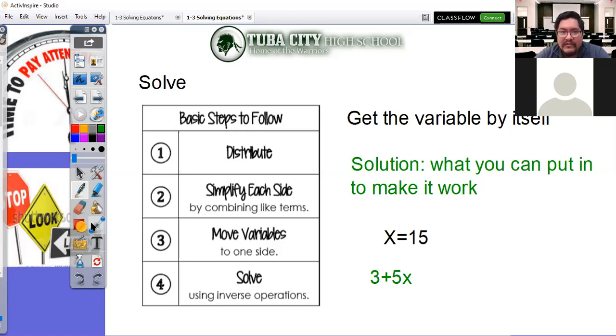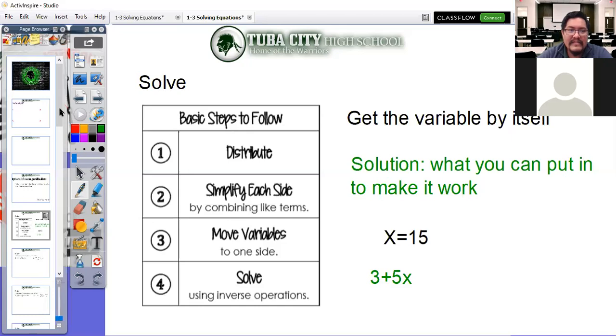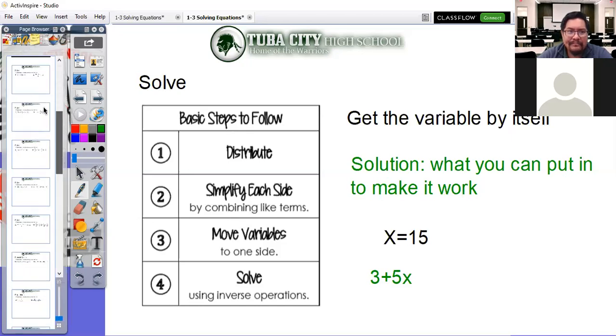And the last step is to solve using your inverse operation. So working, kind of, backwards. Inverse, again, means backwards, which means kind of opposite, but I don't like using the word opposite because, well, it works, but opposite is kind of a word you learn in third grade or kindergarten or something.